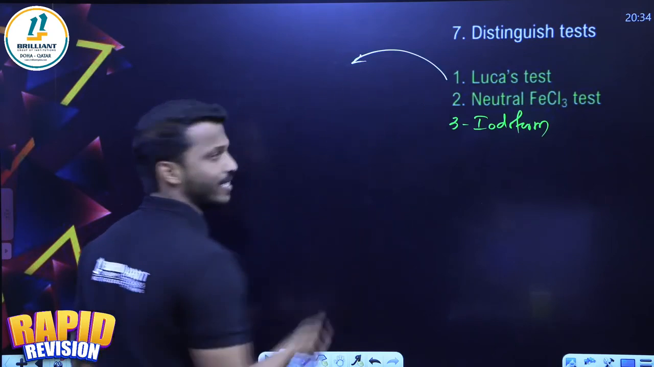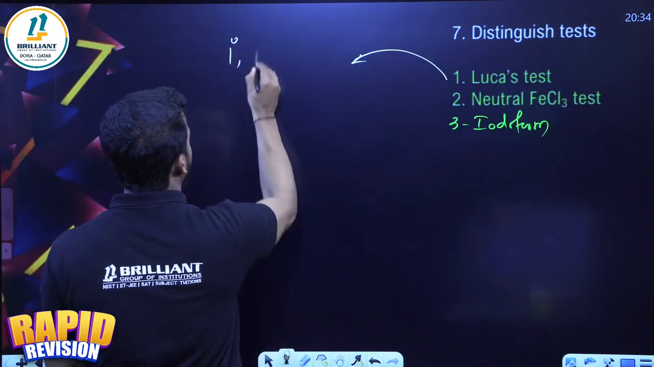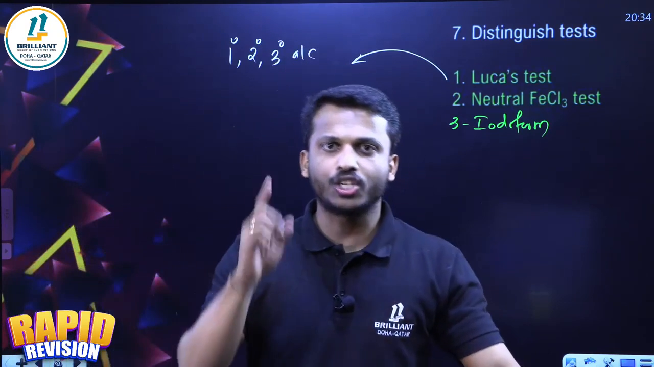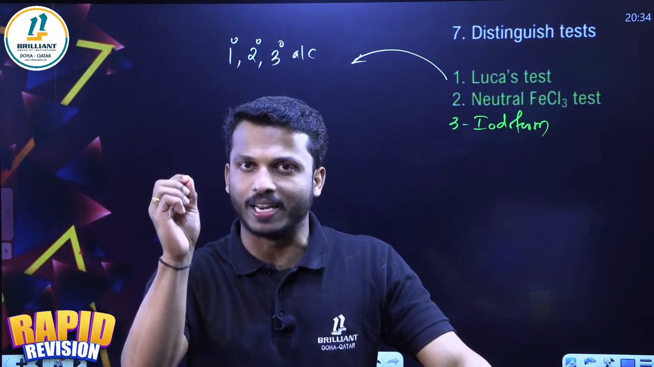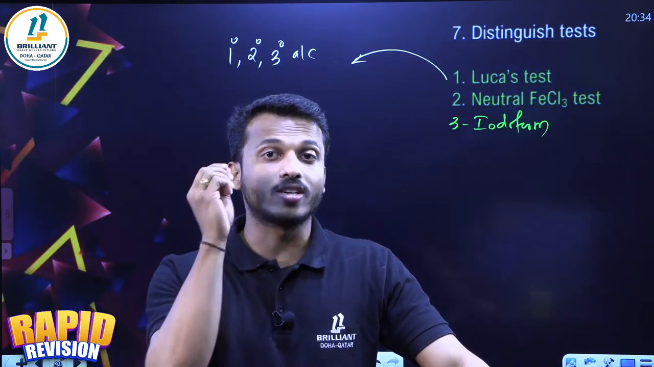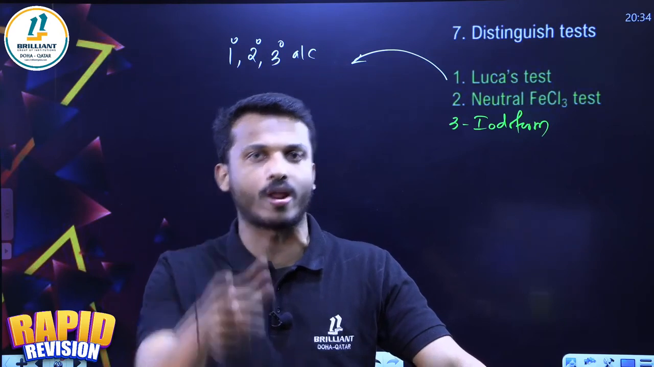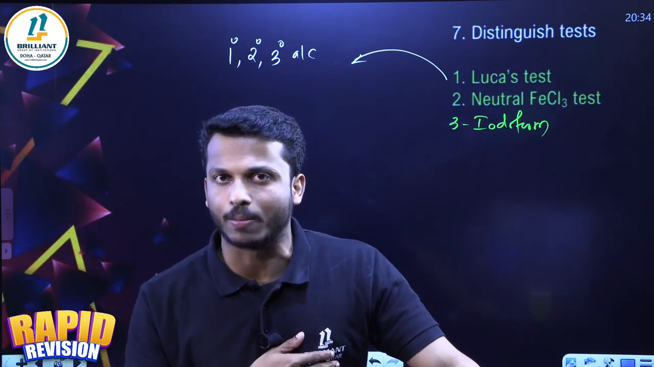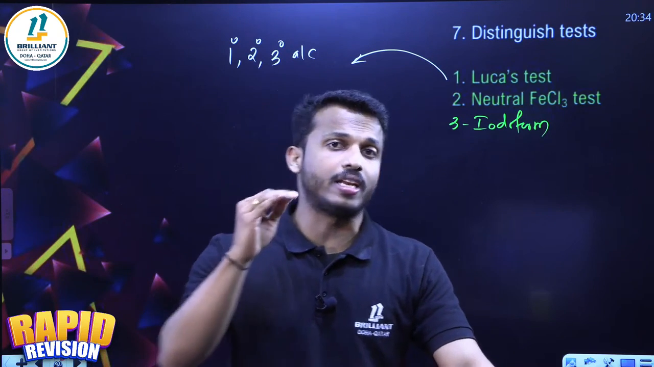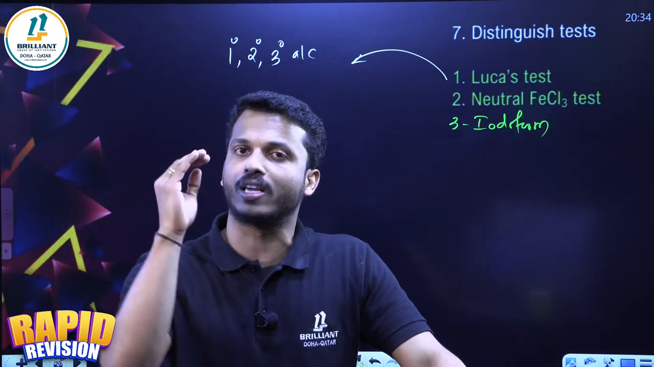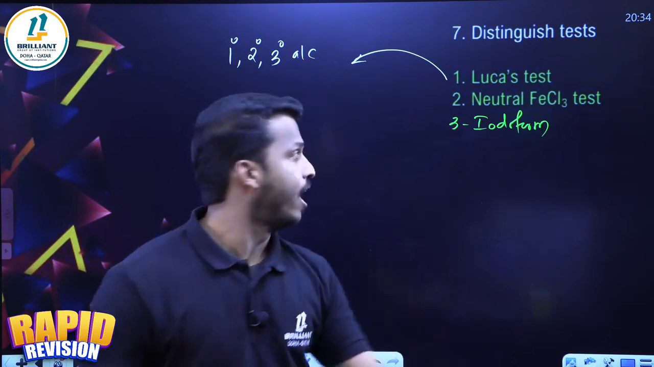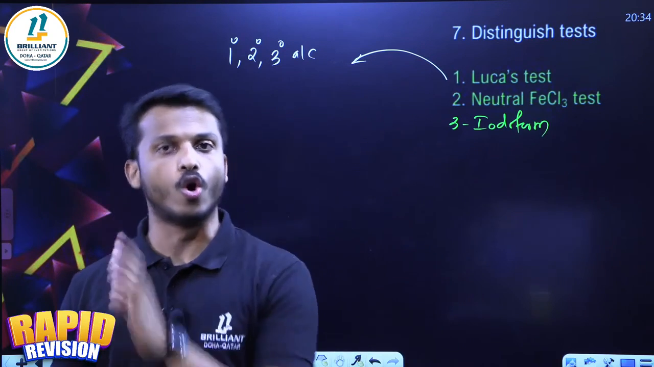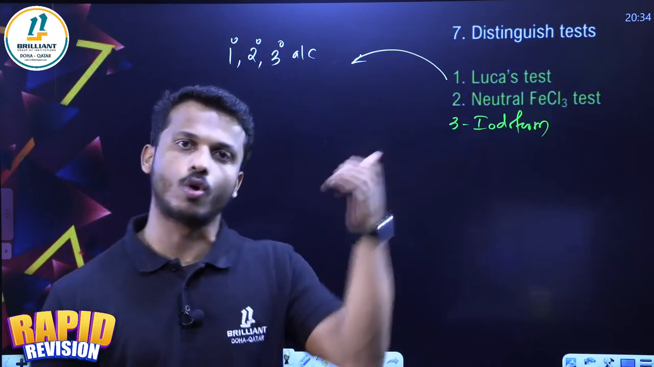These are the main three distinguishing tests in this chapter. Dear all, you know Lucas test is to distinguish between primary, secondary, tertiary alcohols. Please remember, tertiary alcohols will give you immediate turbidity. What is Lucas reagent? Concentrated HCl with anhydrous zinc chloride. Tertiary alcohol gives immediate turbidity, secondary alcohol gives turbidity after 5 minutes, and primary alcohol gives turbidity only on heating, that you know very well. They will ask you how to distinguish between propan-1-ol and propan-2-ol. One is primary alcohol, one is secondary alcohol: Lucas test.